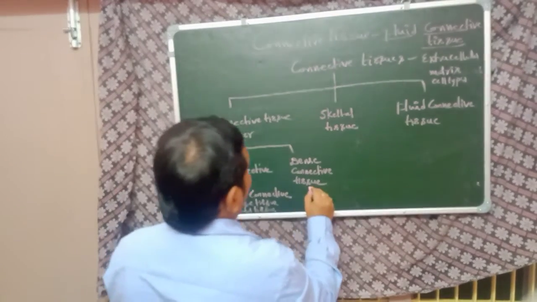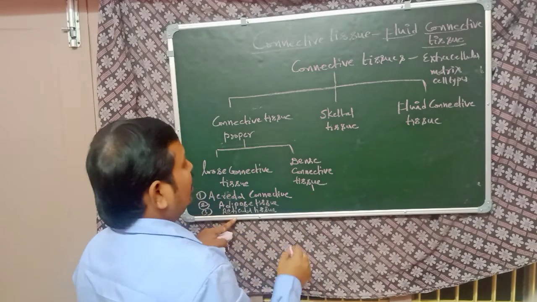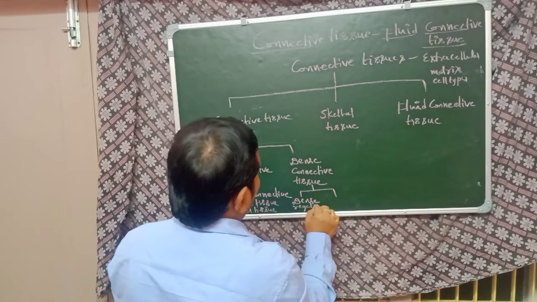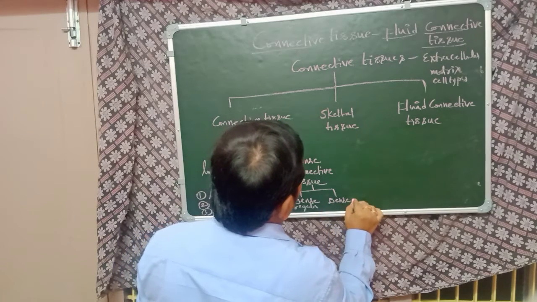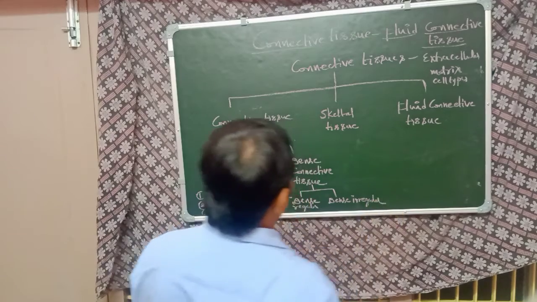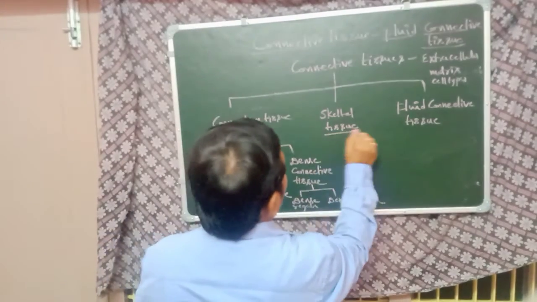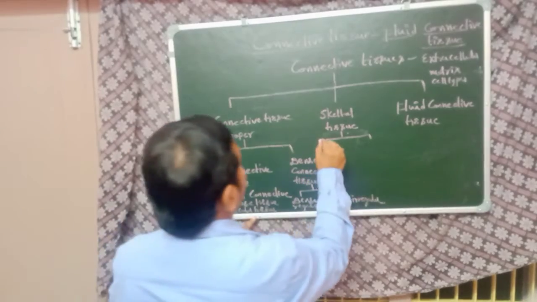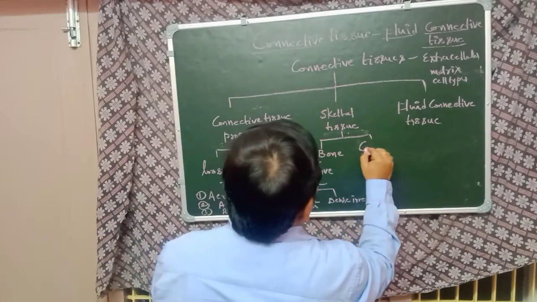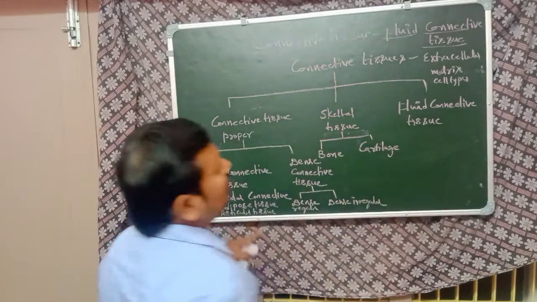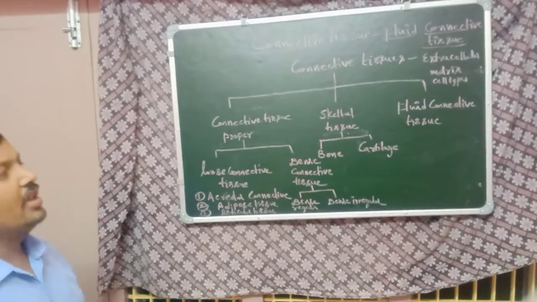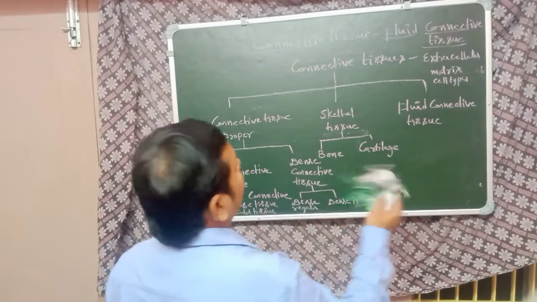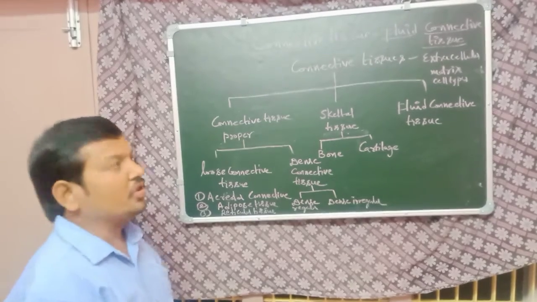Next, dense connective tissue is again divided into two types: dense regular and dense irregular. Next, coming to the skeletal tissue, two tissues come under it: one is bone and the second one is cartilage. Coming to the fluid connective tissue, our major topic. This is all the introduction about the connective tissues. Now we enter into our major topic, that is fluid connective tissue.